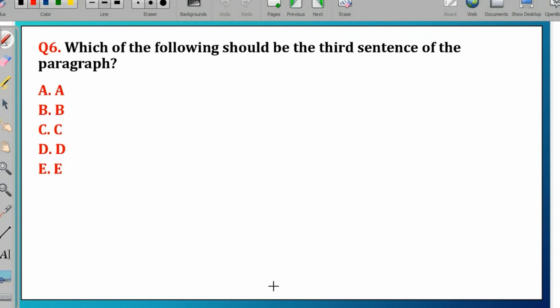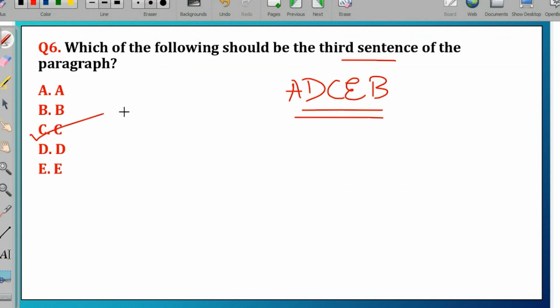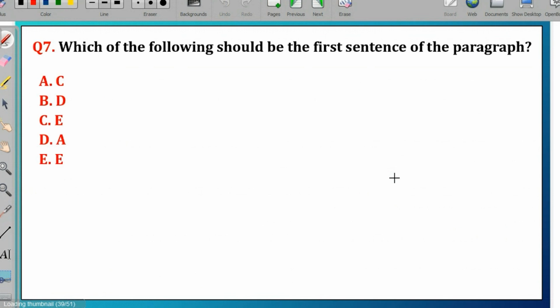Now see, now these are the questions that are following over here. Now, what was our order? A, D, C, E, B. So this was our order, A, D, C, E, B. Now, what is it saying? Which of the following should be the third sentence? Third kya tha? C. Option C is your correct answer. Let's move ahead. Now, which of the following should be the first sentence? Apna kya tha? A, D, C, E, B. A is your first statement. Kahan par hai A? Option D. Option D is your correct answer.